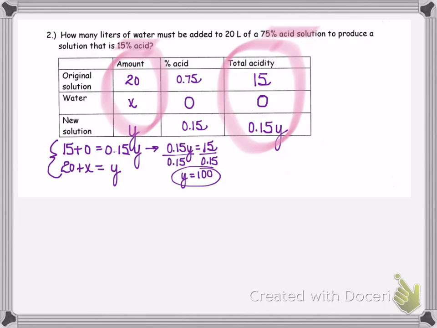Then I'm going to replace y with 100 in the second equation. Solving for x, x should be 80. Now if you go back to the original problem, it just wants to know how many liters of water. So I'm not really interested in the y value that I found. I'm only interested in the 80. So I want to write a sentence something like 80 liters of water must be added.